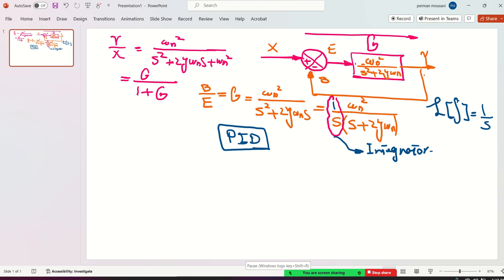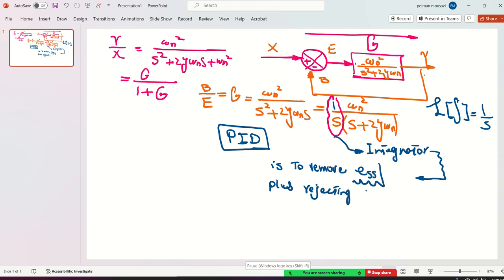And I'm telling you, I'm not teaching you yet. The integrator's function in designing a controller, maybe I taught you, is to remove a steady state error signal, plus rejecting disturbance if you have. So this second order system in this format already has an I controller.